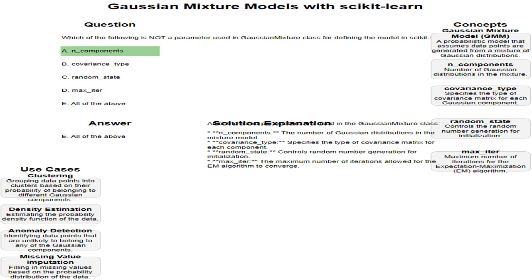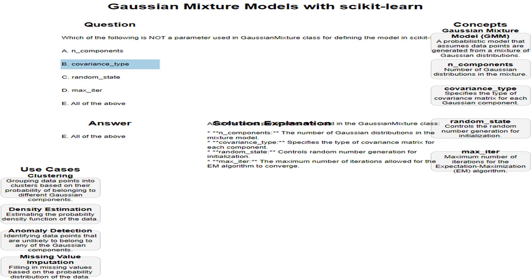N components. The N components parameter is used to define the number of Gaussian distributions to use in a mixture model. It's essential for controlling the complexity of the model. If you want to fit the data with 3 different Gaussian distributions, you set N components to 3. False. Covariance type. The covariance type parameter defines how the covariance matrix of each Gaussian component is structured.